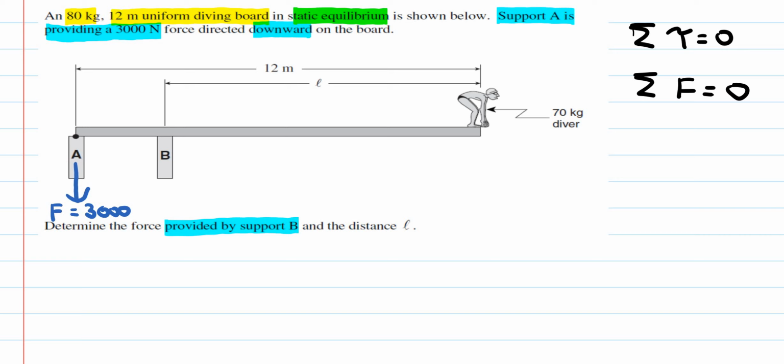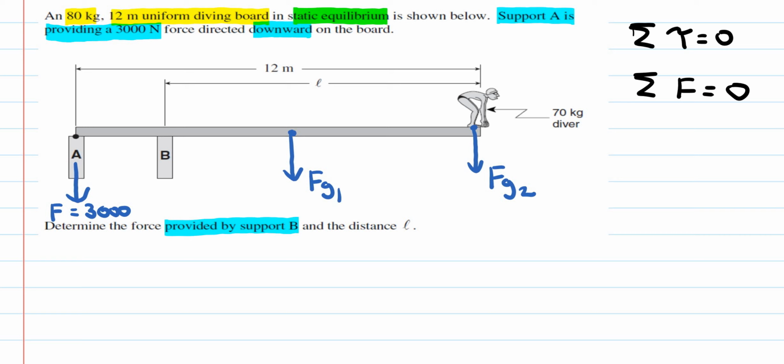There's a lot going on here, so let's go ahead and draw a free body diagram. This diver has a force of gravity acting on it. I'll call this FG2. And the diving board has a center of gravity, and I'll put a force going in the downwards direction. I'll call this FG1. So those are all the forces acting in the downwards direction. So we have 3 forces acting in the downwards direction.